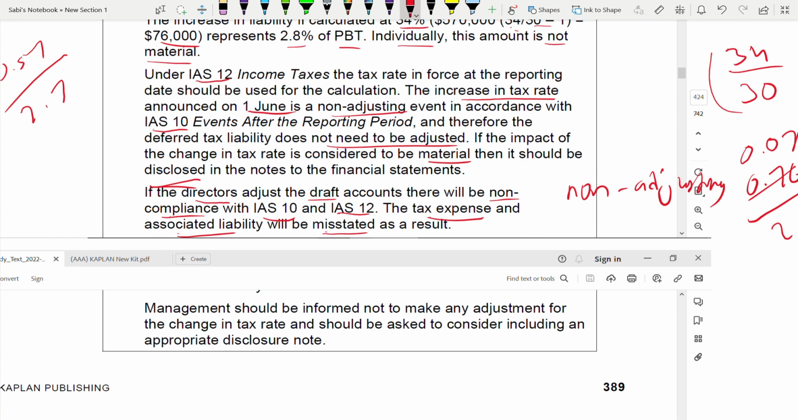So management, you should inform the management not to make any adjustments to the change in tax rate. Okay. Rather disclose. So you should tell management to disclose. Now we'll be moving on to the next question, that is test your understanding 2. And it's similar to test your understanding 1.